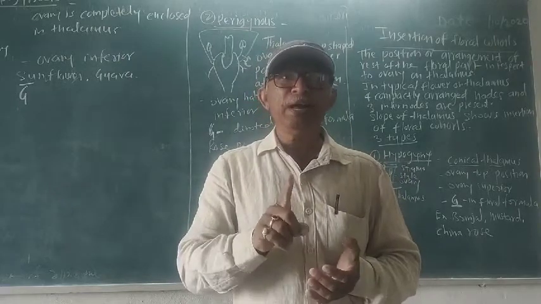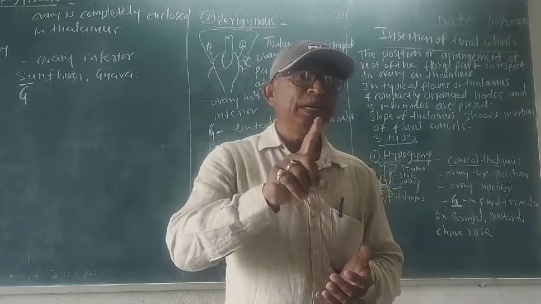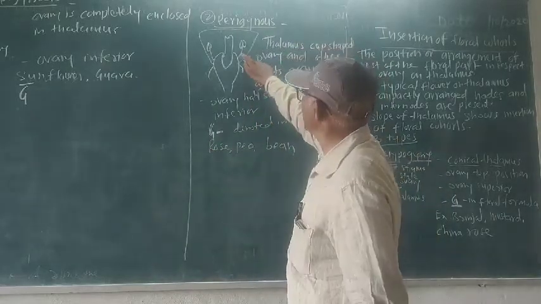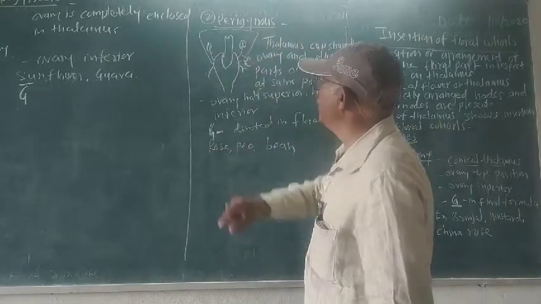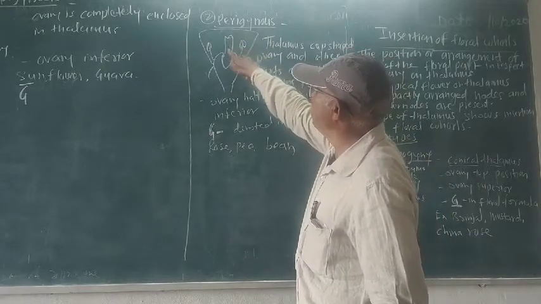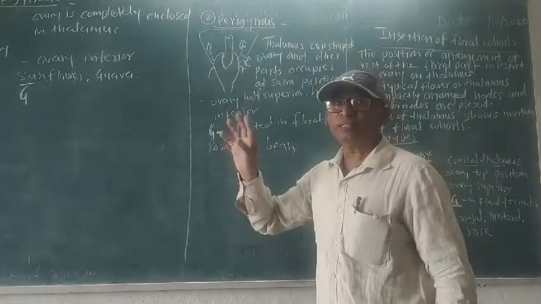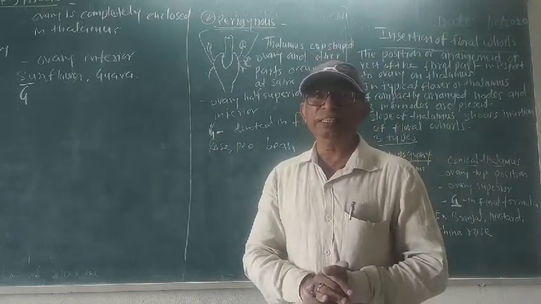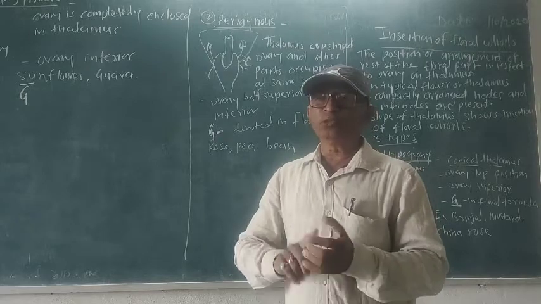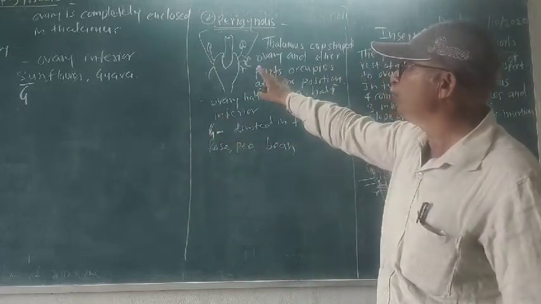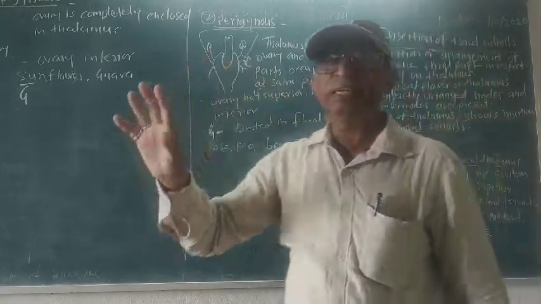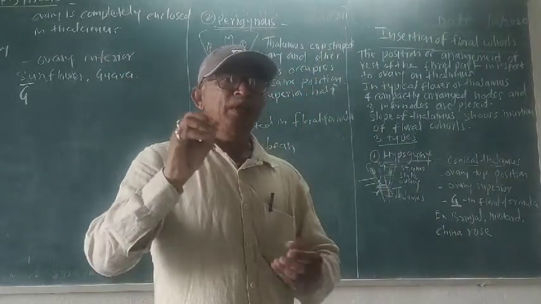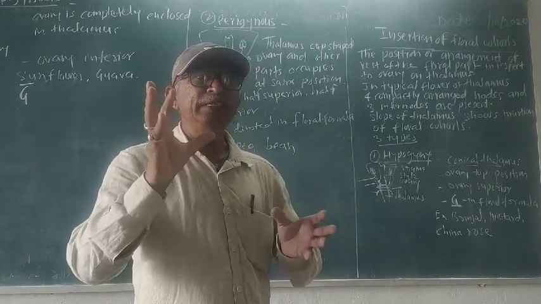So the male part is androecium. The name of that part is the stamen. This one is the male reproductive part. This one is the female reproductive part. These both are essential floral parts. Essential means they are avashyak. So here, according to the position of the ovary, the insertion of the floral whorls is given. The position of the ovary is important.